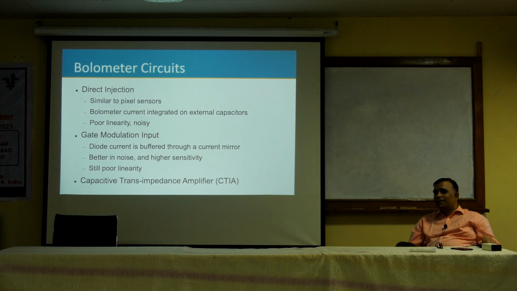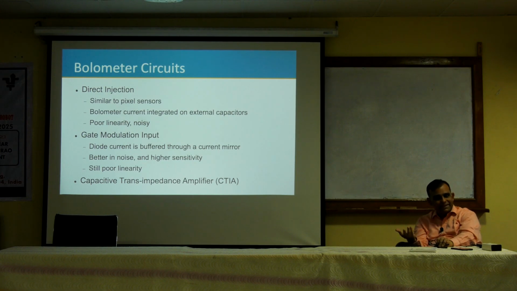Right? You take the current produced by the bolometer and integrate it on an external capacitor. Now, in the case of image sensors, we use a diode to measure the current. The diode itself has a capacitance, so we integrate that current on the diode capacitance. If we are using a bolometer based on another material, not a diode-based one, then you have to build an external capacitor to integrate that charge on it.